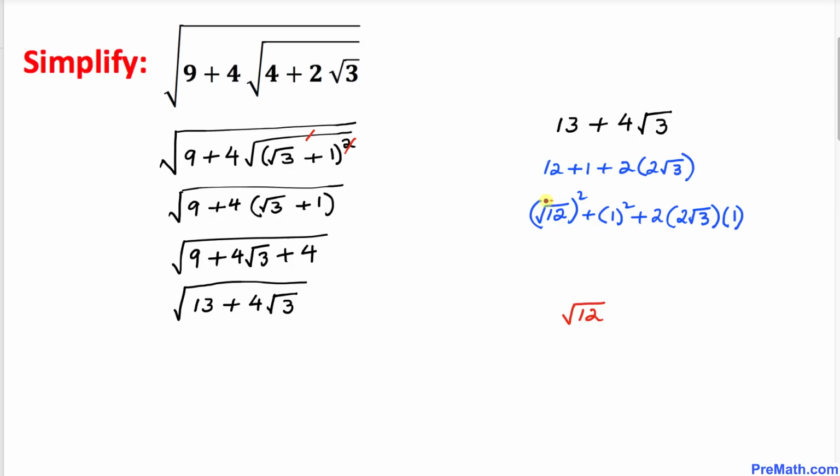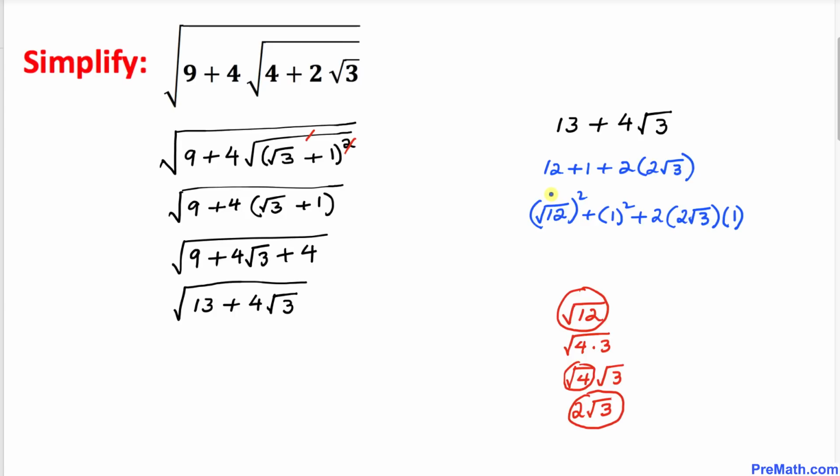And now let's focus on this square root of 12. I have just copied it down, and now 12 could be written as 4 times 3. Now we can break it down: square root of 4 times square root of 3, and square root of 4 is the same as 2. So therefore square root of 12 could be written as 2 times square root of 3.